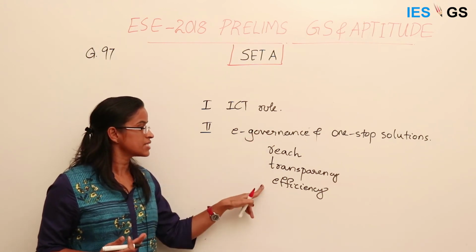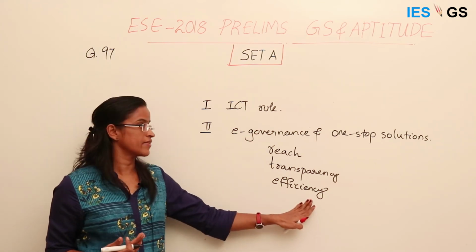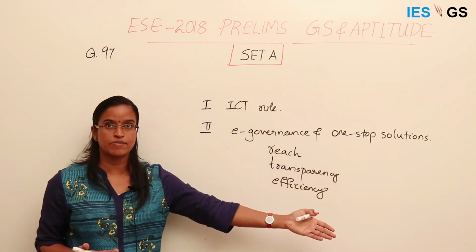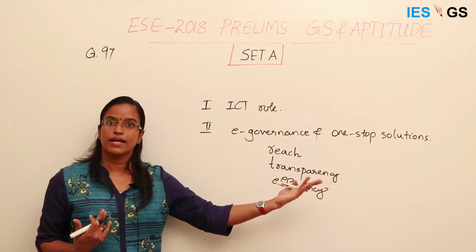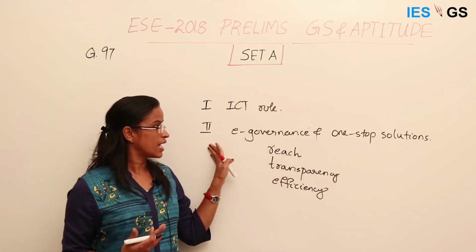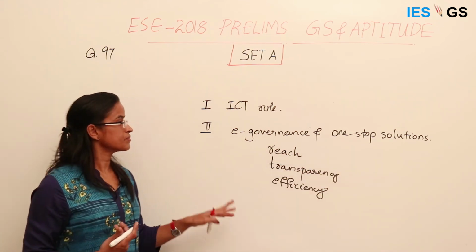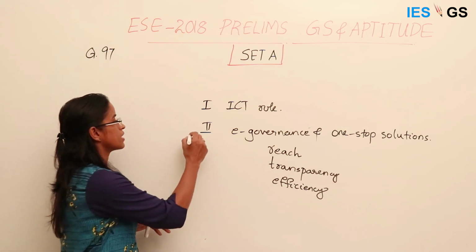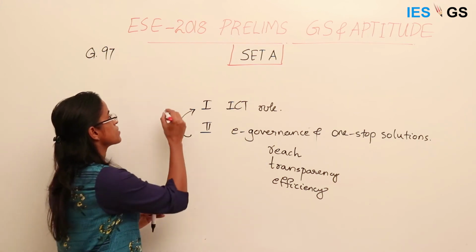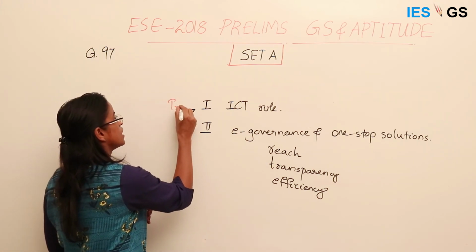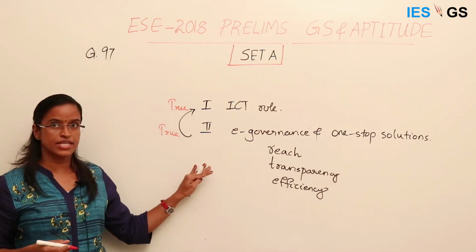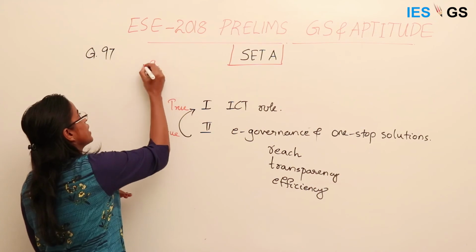So here the e-governance increases the efficiency of the service delivery, and it can give solutions to the many rural problems like marketing or communication needs of rural region. ICT can provide solution. So this can be the reason why ICT can play a major role in the rural development, right? So the statement first is true and statement second is also true, and there is a link between the first and second statement. So the answer could be A.